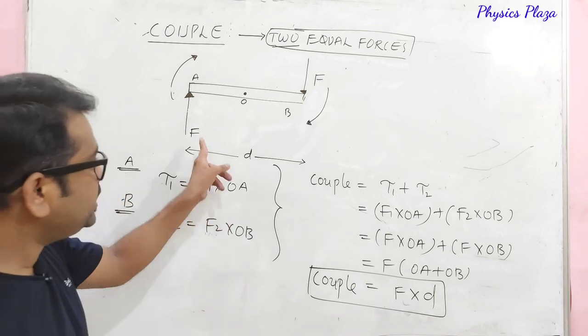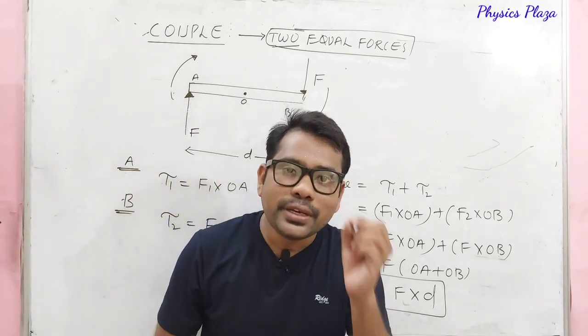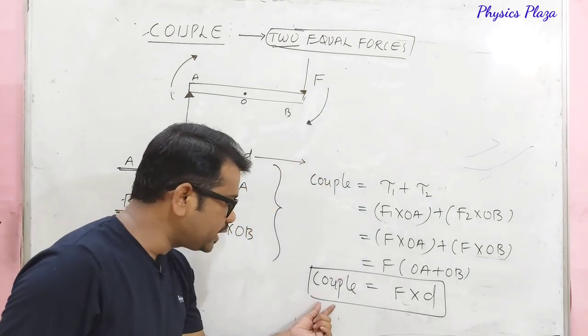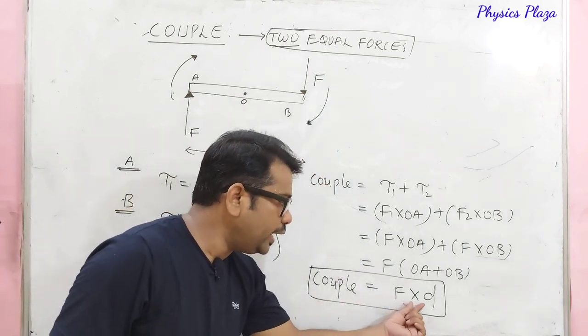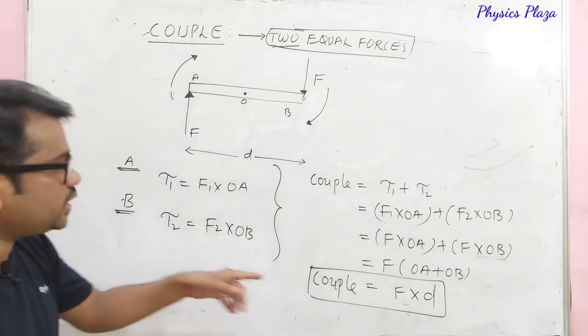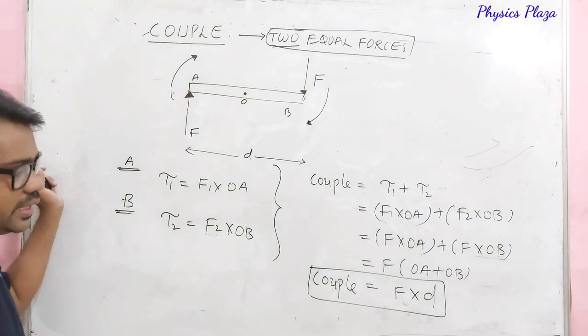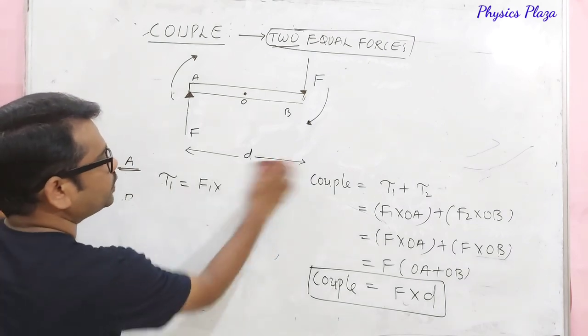So couple is equal to either force. Why are we taking either of those forces? Because their magnitudes are the same. So couple is equal to either force into couple arm. This D is called the couple arm. So this is how we can calculate it. Just copy it. Now we'll see the units of couple, dear children.